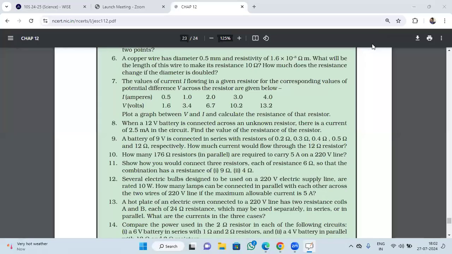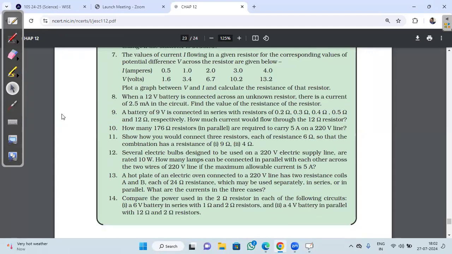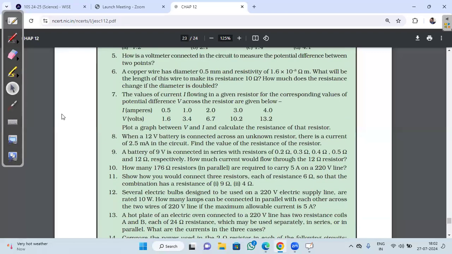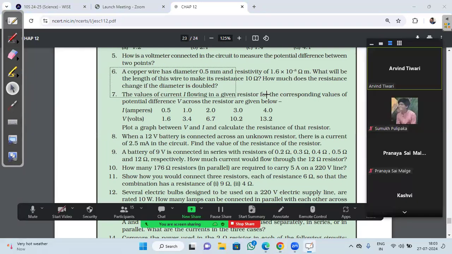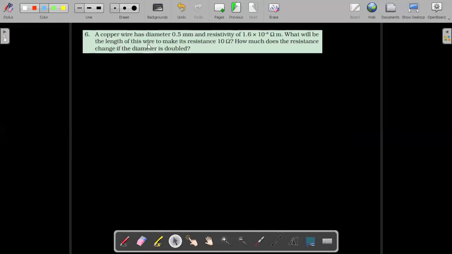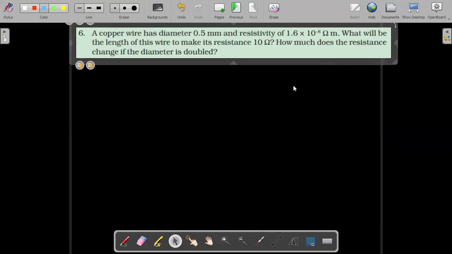So let's try to solve one question for this resistivity also. See question number 6, and we try to sort it out by the formula of resistivity. Everyone go through the question. I'm giving you the formula and let's see if you can solve it out. I expect the answer from all of you.